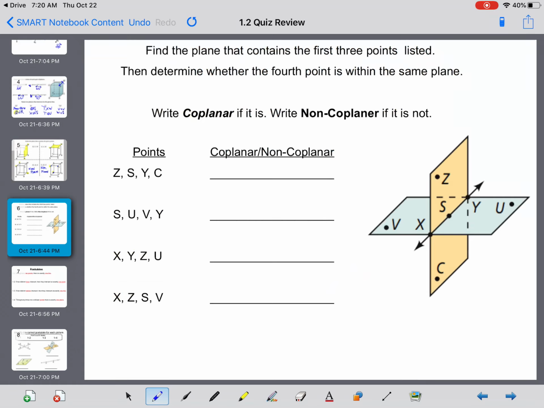Okay, so it says write coplanar if it is, write non-coplanar if it isn't. Find the plane that contains the first 3 points, then determine whether the fourth point is within the same plane. The first 3 are ZSY. Those are all coplanar. They all fall on your yellow plane. And point C is also on that yellow plane. So this is coplanar.